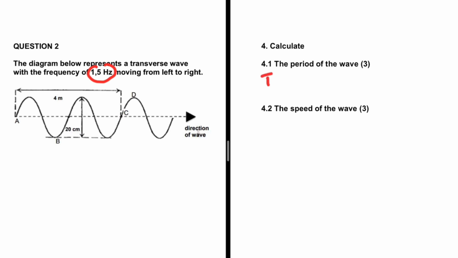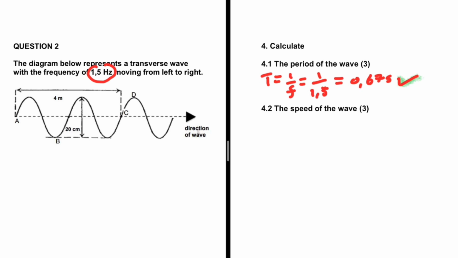So we're going to have the period being equals to 1 divided by frequency. This is going to be 1 divided by not 0.5, but 1.5. Our frequency is 1.5. And this will give us 0.67 seconds. So there we go. We have our period. What about the speed?